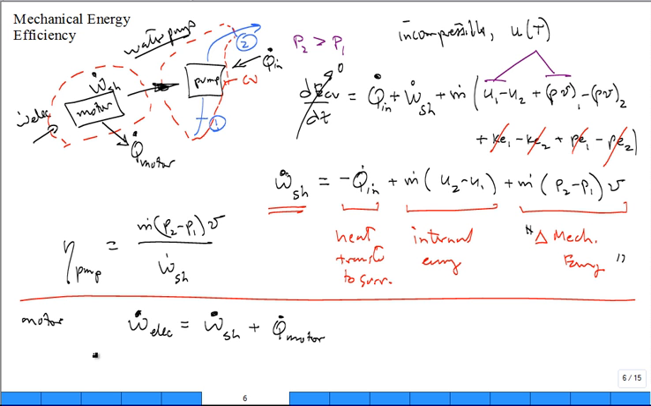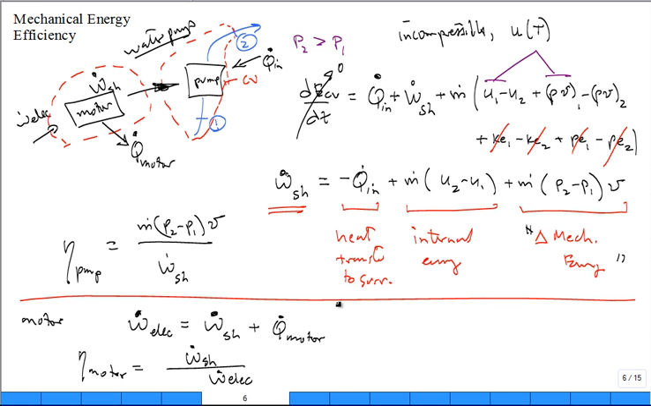So the efficiency of the motor is equal to what over what? What do we want? We want a lot of shaft power out of the motor. What do we have to supply? The electric power to the motor.